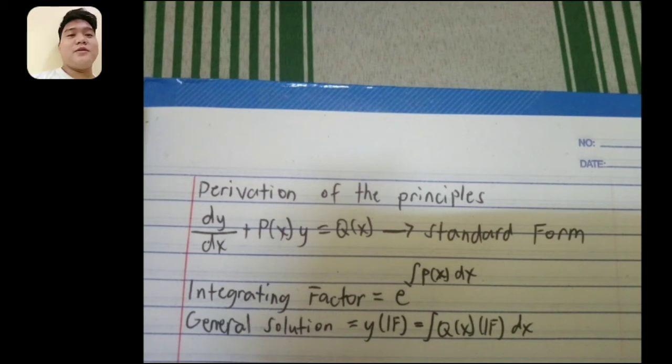Derivation of the principles. The standard form is dy over dx plus p of x times y equals q of x. Next is the integrating factor, IF, which equals e raised to the integral of p of x dx. The general solution is y times IF, the integrating factor, equals the integral of q of x times IF dx. So that's the standard form, the integrating factor, and the general solution.